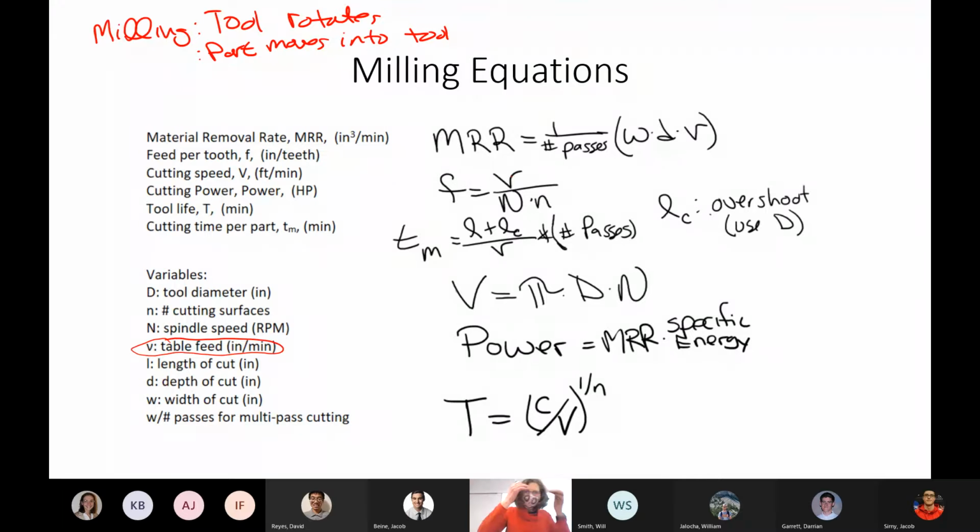Yesterday, we did look a little bit at the turning equations, and we looked also at the milling equations a little bit as well.